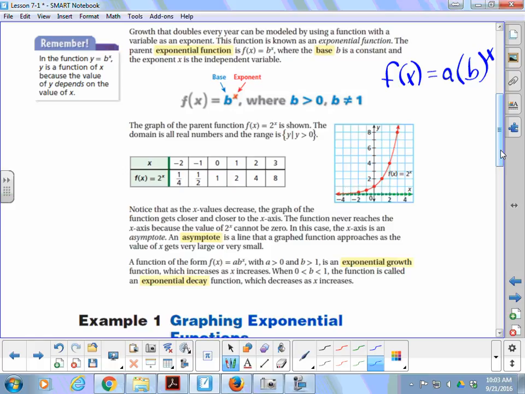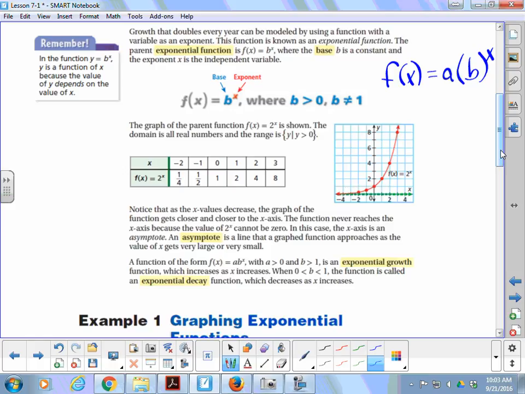From 1/2 to 1, it's a half bigger. From 1 to 2, it's a 1 bigger. 2 to 4, it's 2, and 4 to 8 is 4. 8 to 16 would be 8 more. So the amount that it changes each time from one value to the next is always getting bigger and bigger. So we say it's increasing at an increasing rate.